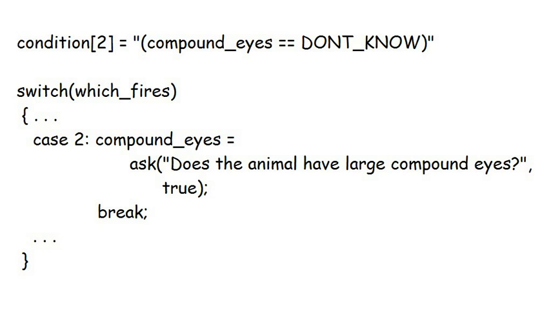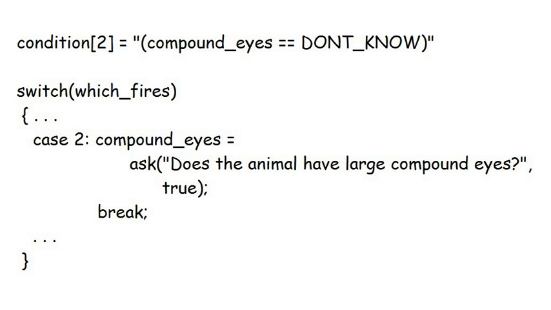Bugs like flies and bees do, but others like spiders and butterflies don't. The condition for rule 2 is that the variable compound eyes is don't know. If it has been determined already that the creature either does or doesn't have compound eyes, then this rule mustn't fire. If the rule fires, the function ask is called, with the question, does the animal have large compound eyes?